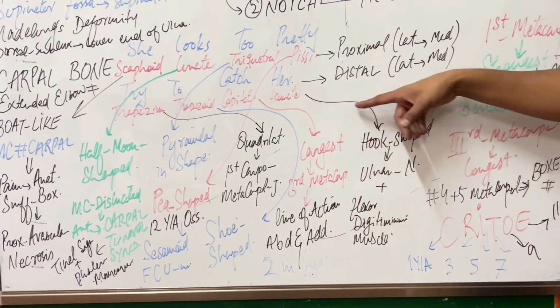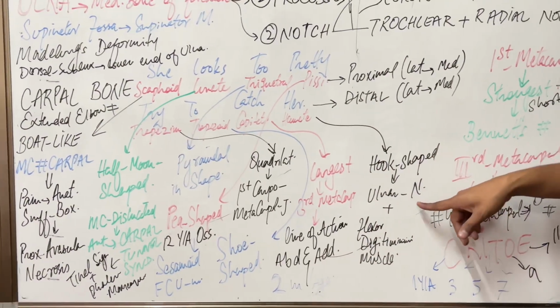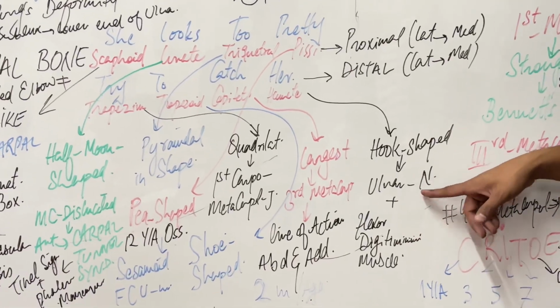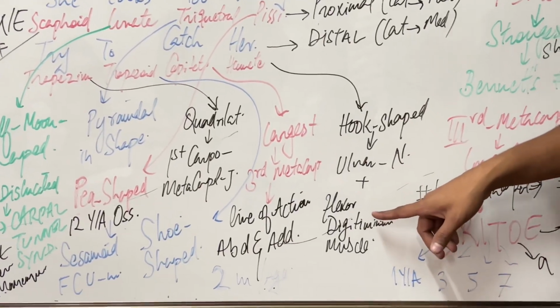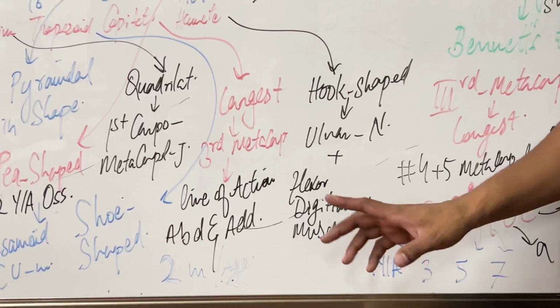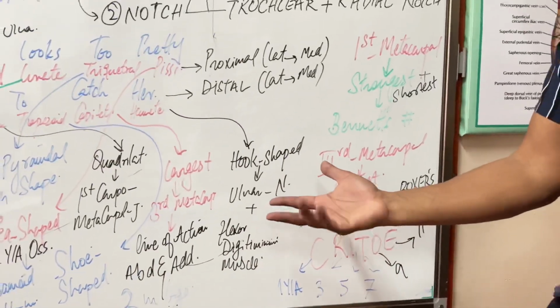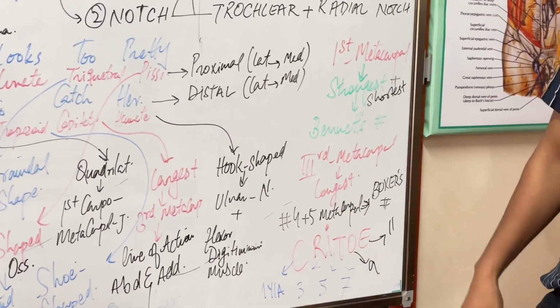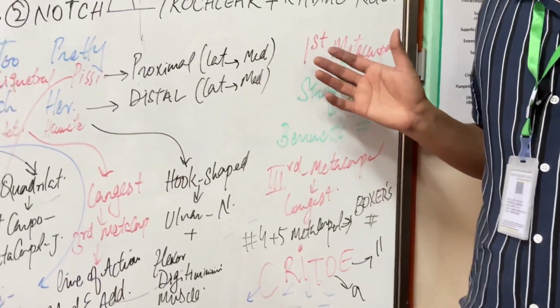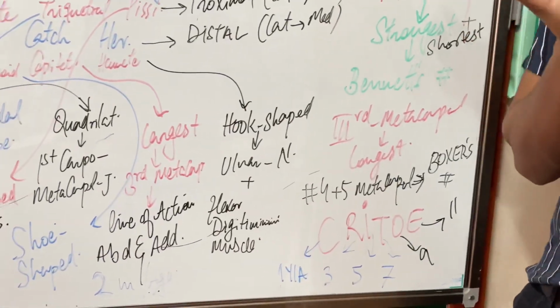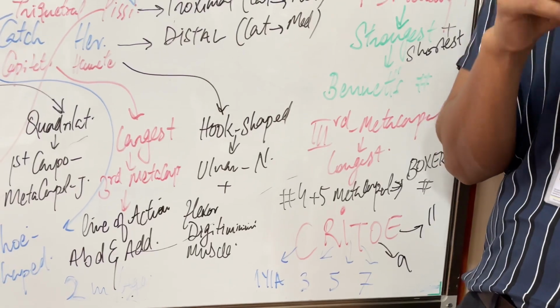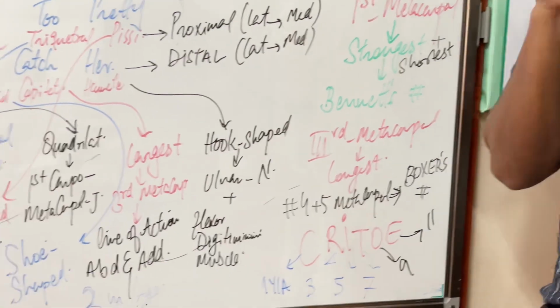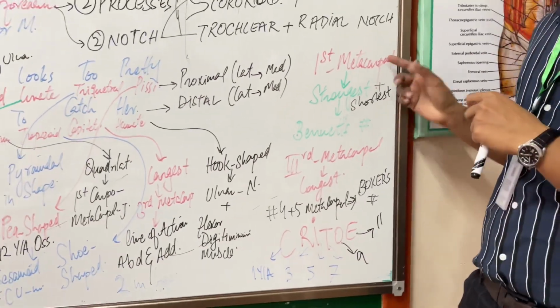Then lastly, we have the hamate, a hook-shaped bone, attached by the deep branch of the ulnar nerve, plus attachments of the flexor digiti minimi muscles. Then at the end, we have some metacarpals. The first metacarpal is the shortest and strongest metacarpal.